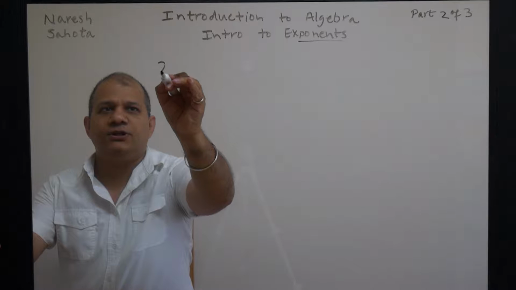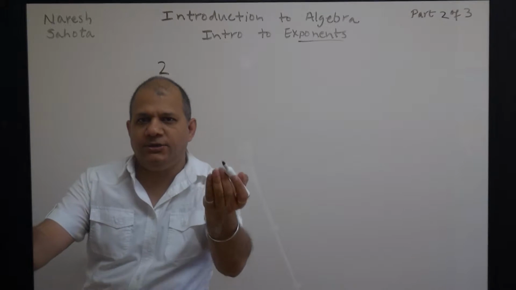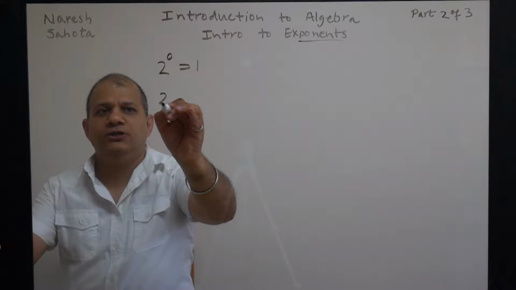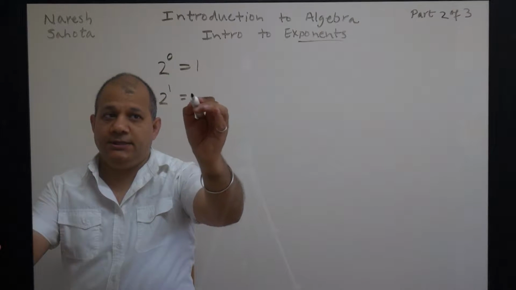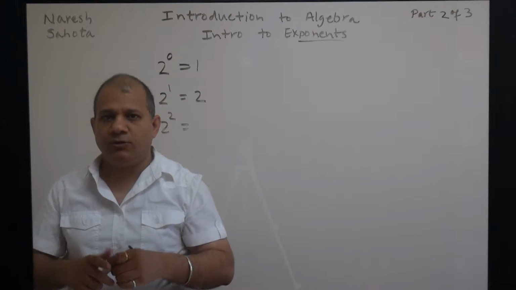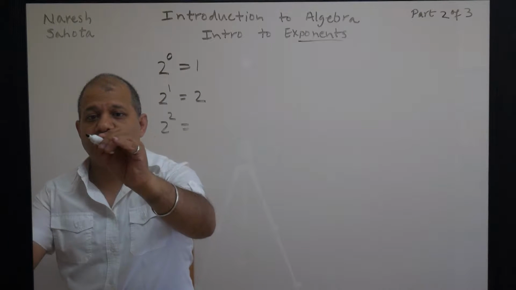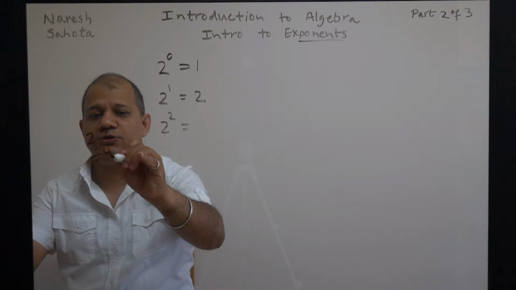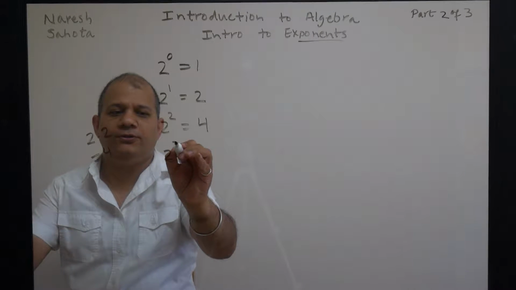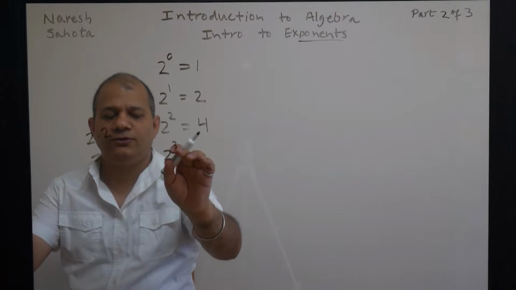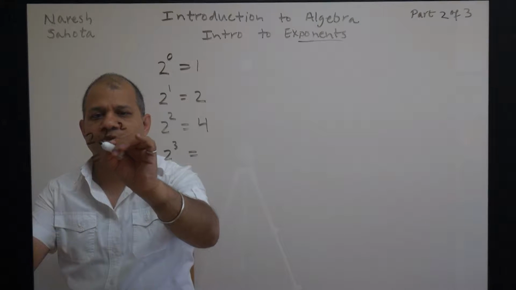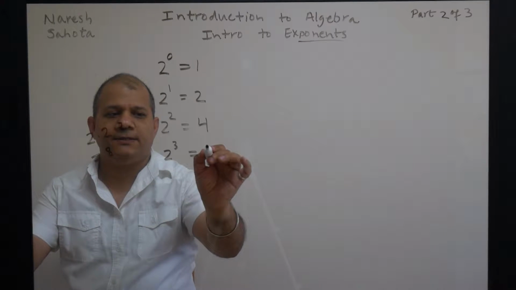For example, after 1 comes a base of 2. Base 2 raised to the exponent 0 is 1. 2 to the 1 is 2. Now what's 2 to the 2? We're multiplying 2 twice, so 2 times 2, which is 4. And what about 2 to the 3? It means you're multiplying 2 three times: once, twice, 3 times. So 2 times 2 is 4, times 2 is 8.